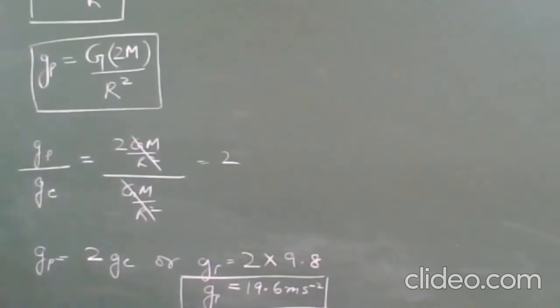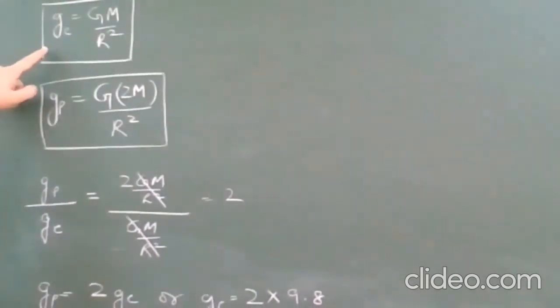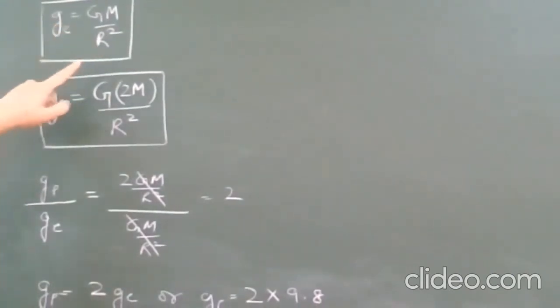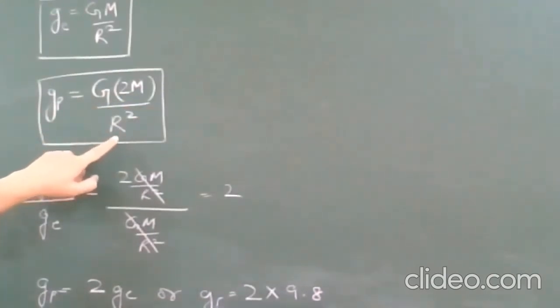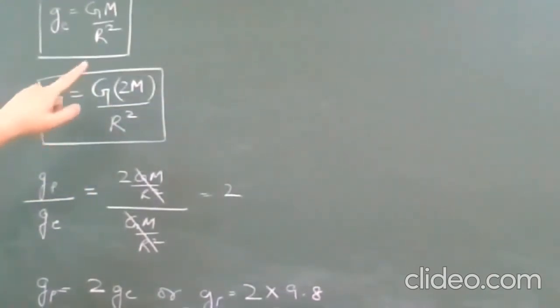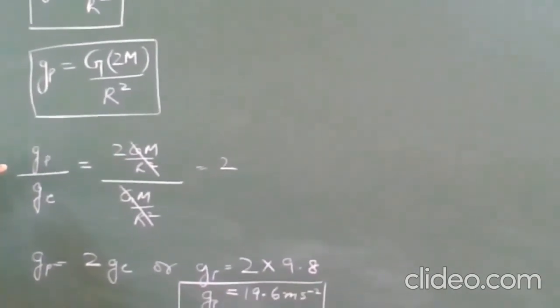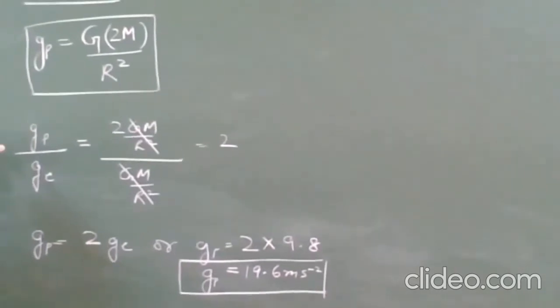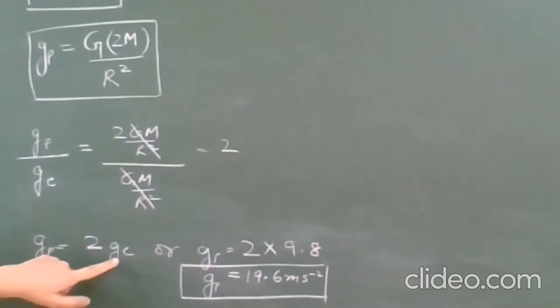What have we calculated? We started from the formula for g. G on Earth is GM upon R square. G on the planet will be G twice the mass of Earth upon R square, because the radius of both are same. It is given in the question. Then dividing both these equations, I get a relation between g on planet and g on Earth. It comes out as g planet is twice g on Earth, and by putting the value of g on Earth, I am getting 19.6 meter per second square.